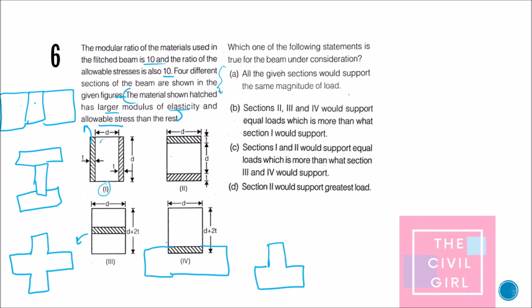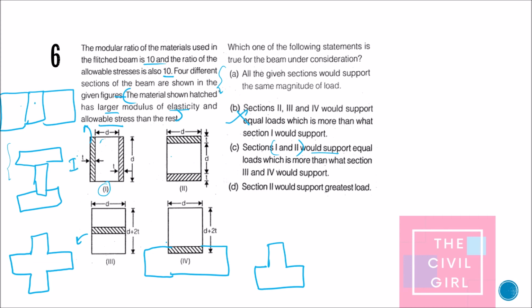All the given sections would support the same magnitude of load. I don't think it is true because they have different section modulus. Sections 2, 3 and 4 would support equal loads, which is more than what section 1 would support. That is also not correct. Sections 1 and 2 would support equal loads, which is more than sections 3 and 4 would support. So 1 and 2 would support equal loads, will they?